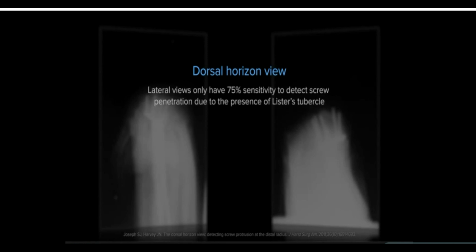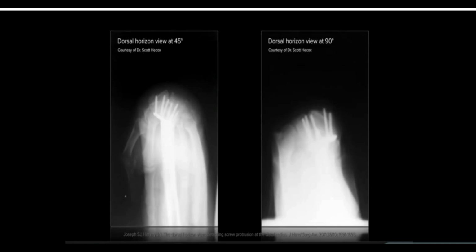Joseph and Harvey proposed the intraoperative fluoroscopic dorsal horizon view to assess potential dorsal screw protrusion. This came as a result of wrist lateral views only having a 75% sensitivity to detect screw penetration due to the presence of Lister's tubercle. 90 degrees of flexion exposes the dorsal cortex the most by moving the carpal bones out of the beam. Based off this view, Harvey and Joseph changed their screw length 26.6% of the time.